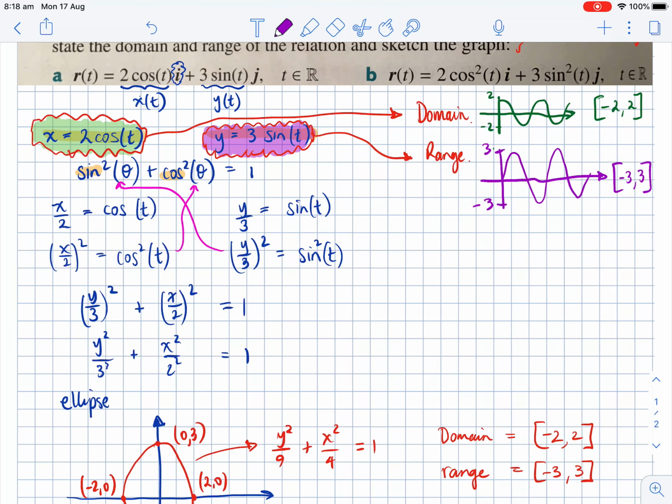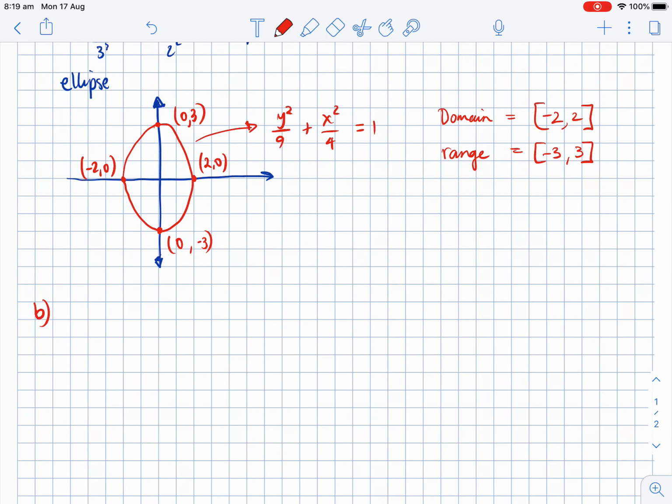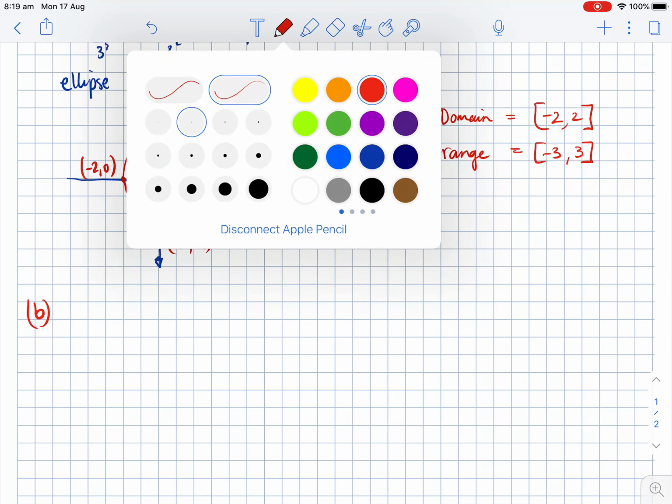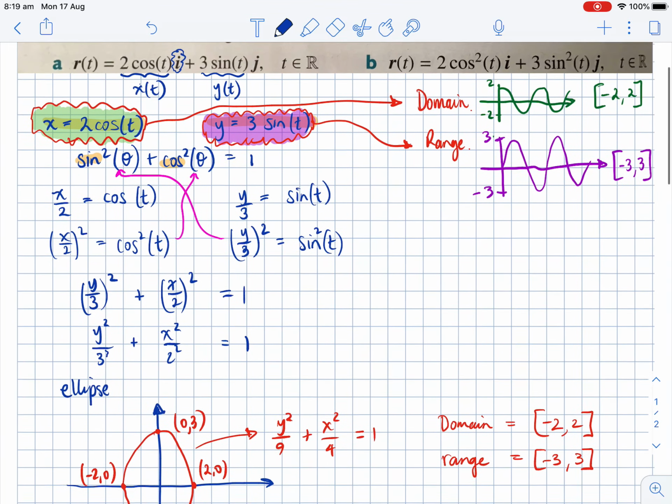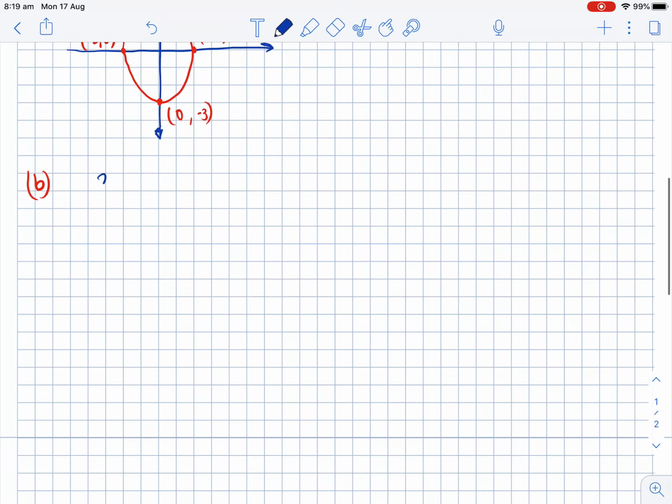Okay, let's have a look at part b now. So part b, and my function, I'm going to rewrite it because we won't always see it on the screen: 2 cos squared t i plus 3 sine squared t j.